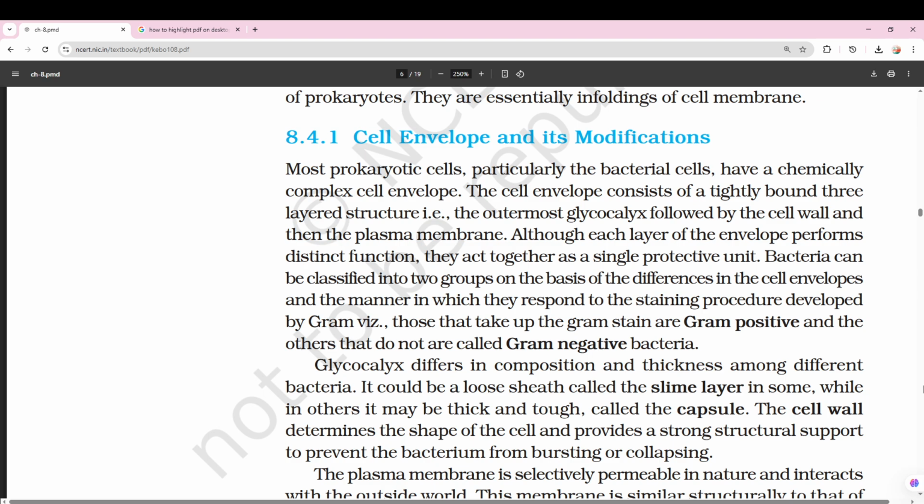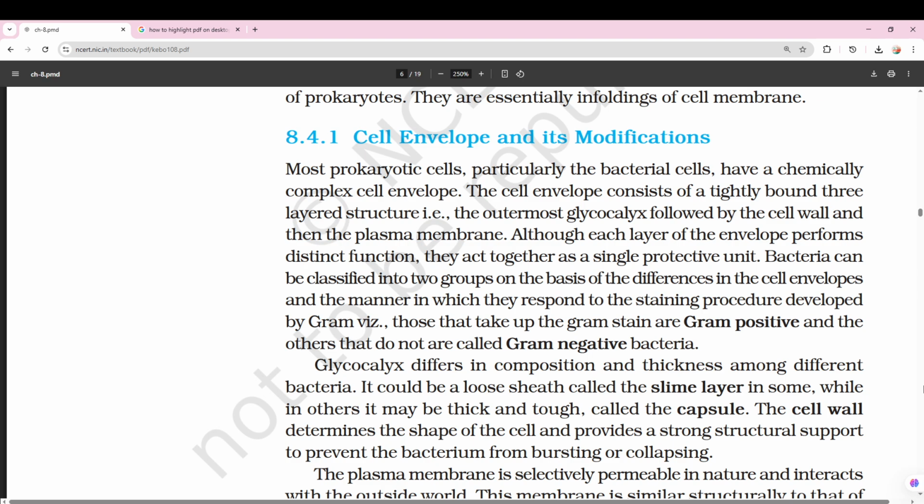Most prokaryotic cells, particularly the bacterial cell, have a chemically complex cell envelope. The cell envelope consists of a tightly bound three-layered structure: the outermost glycocalyx, followed by the cell wall and then the plasma membrane. Although each layer of the envelope performs a distinct function, they act together as a single protective unit.